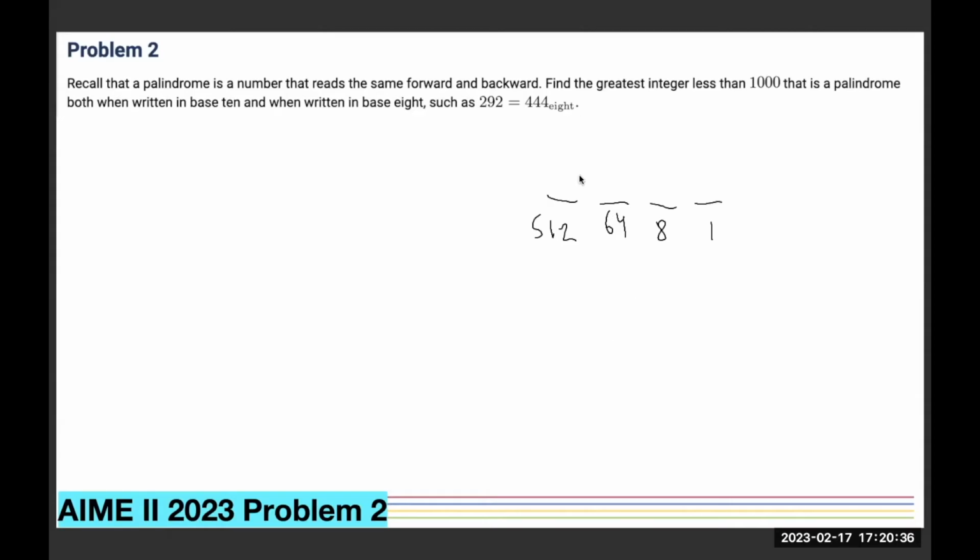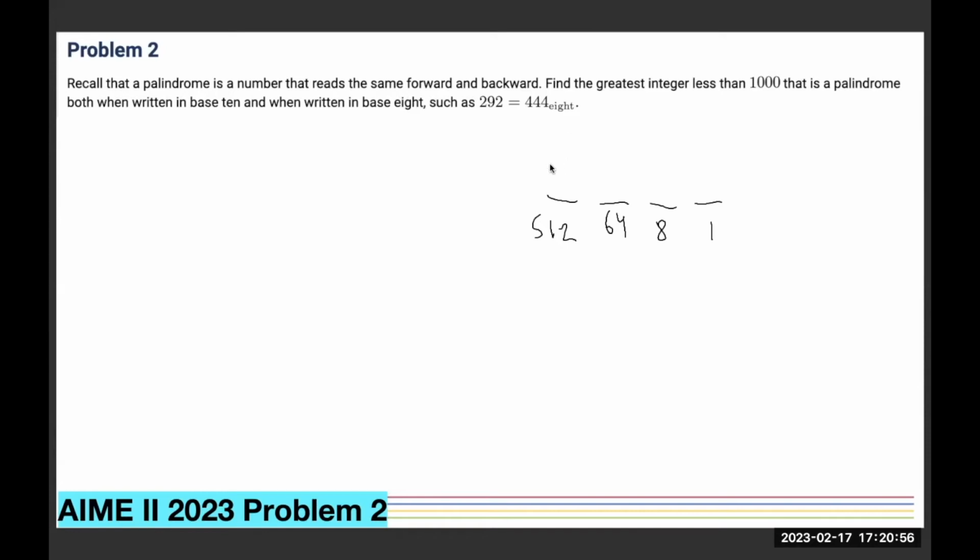Well, let's find out. What would the numbers in this number have to be? Well, let's think about what this place would have to be. It can't be 2 because then it would be 1024 plus something, and it's less than 1000. So we know that can't be true.